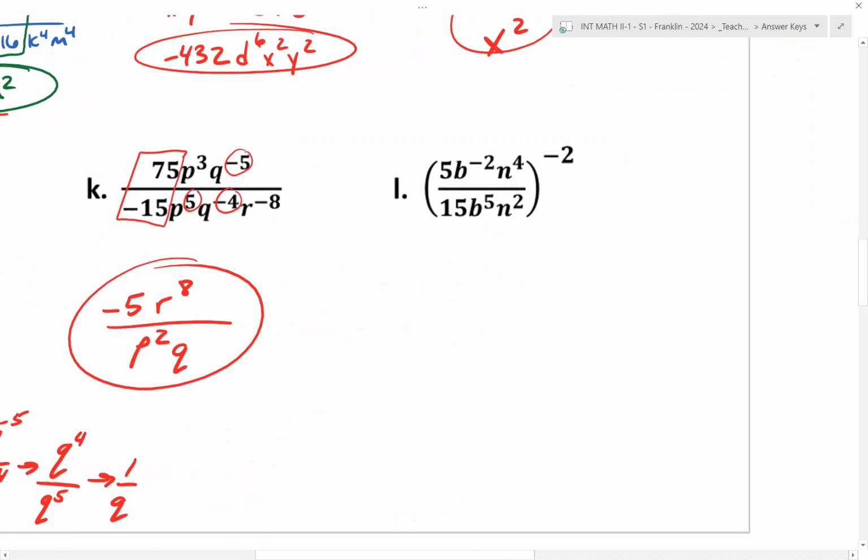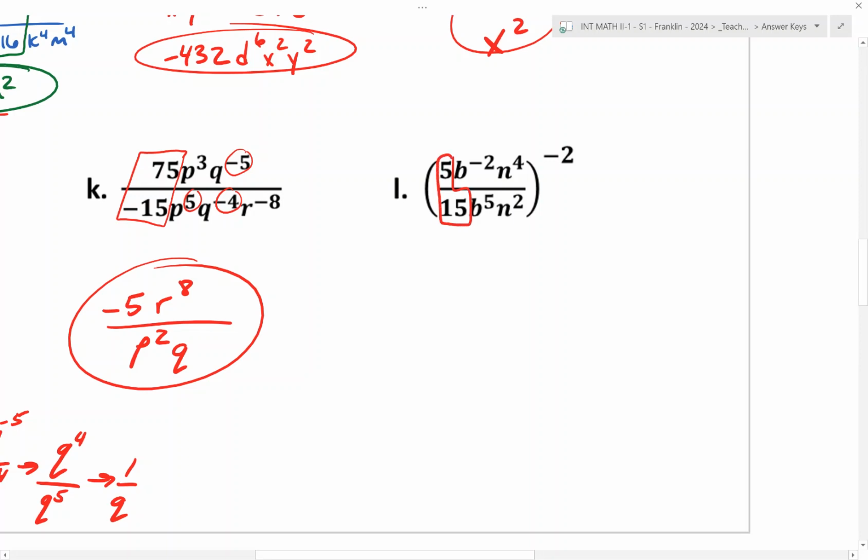Okay, last one here, example L. Now we have an exponent, but it is a negative. So again, like I said before, I recommend you simplify the inside as much as you can, and then we'll apply the negative exponent. And because it's negative, I will help you figure out how to do that in the best way. So let's start by simplifying the inside.